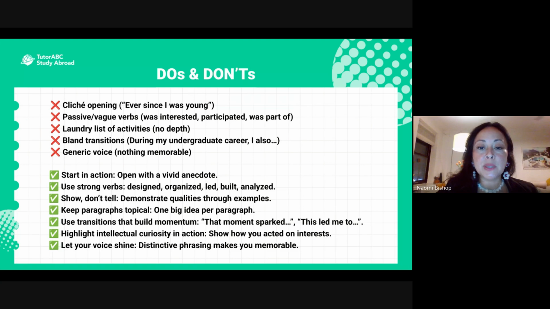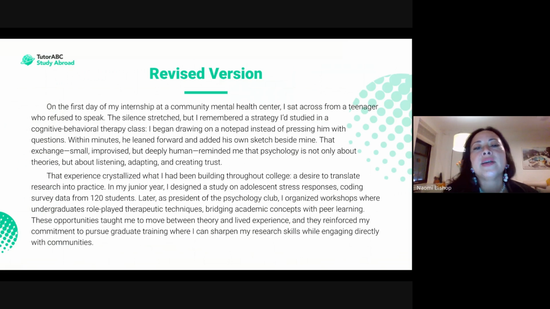Use transitions that build momentum. That moment sparked... This led me to... Highlight intellectual curiosity and action. Show how you acted on interests. And let your voice shine. Distinctive phrasing makes you memorable. Okay, so here's a revised version of those previous two paragraphs.